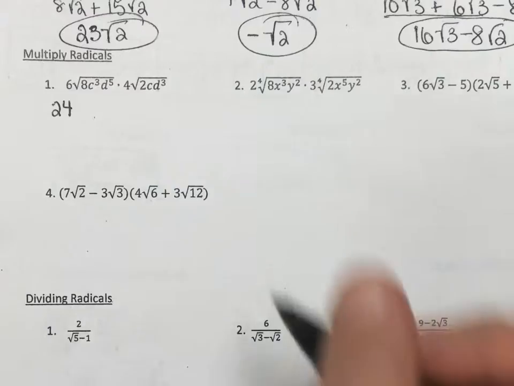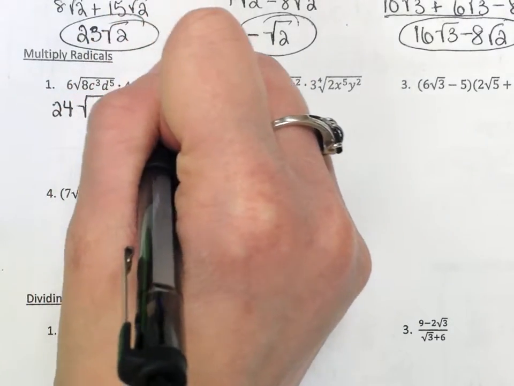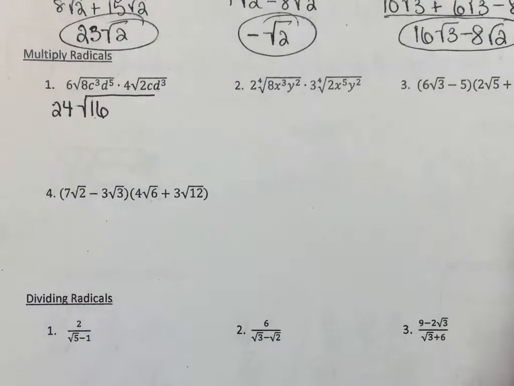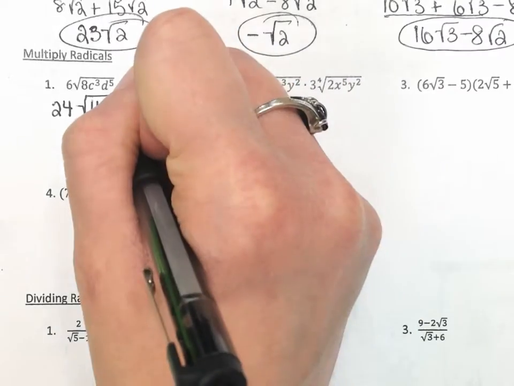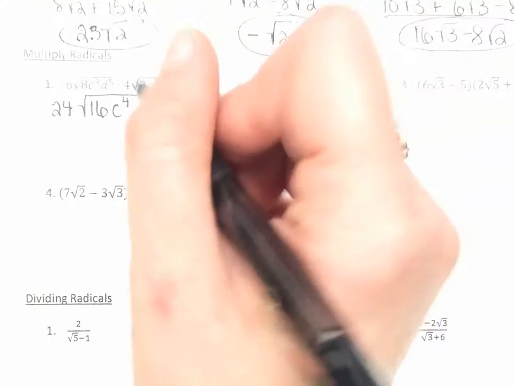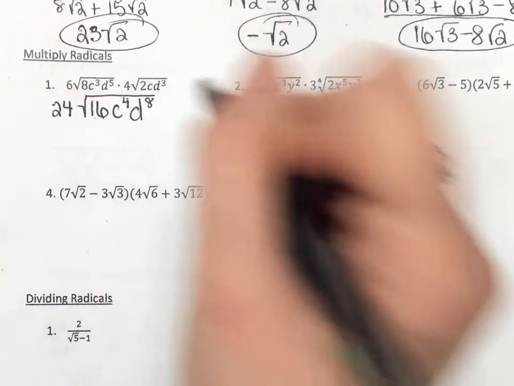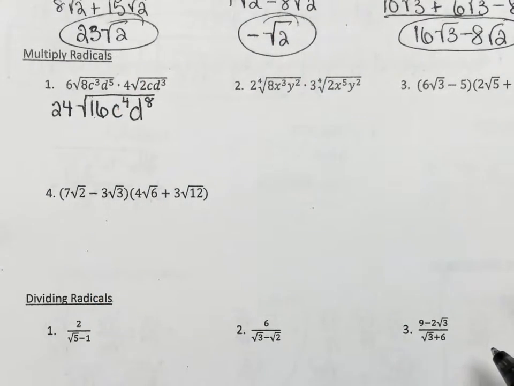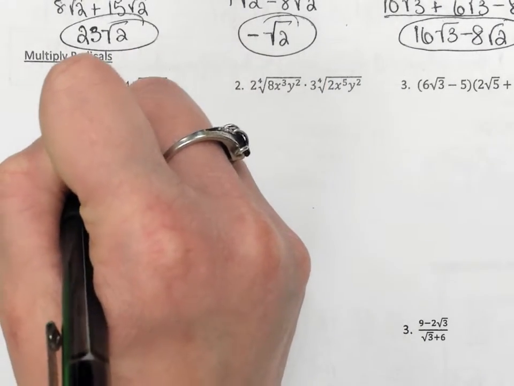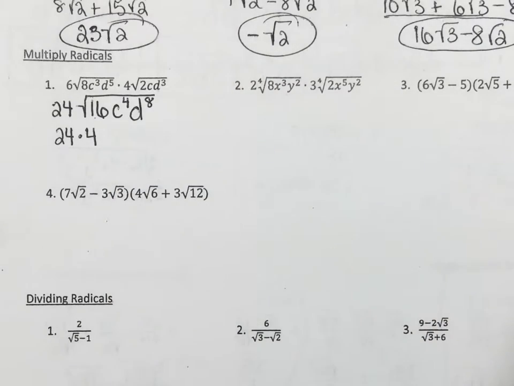All right. Now on the inside, 8 times 2 is 16. Oh, wait a minute. When you multiply the bases, you add the exponents. 3 plus 1 is 4. C to the 4. And when I multiply the d, I add the exponents. So 5 plus 3 is 8. Now we can take square roots. What's the square root of 16? 4. So it's 24 times 4.